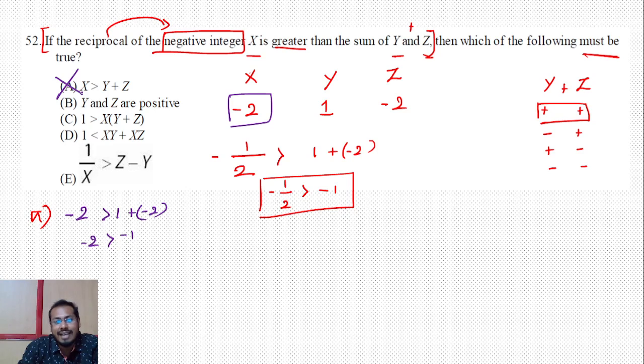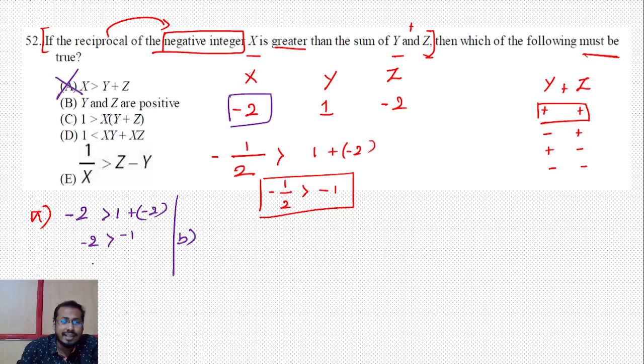So hereafter I will never check this, because "must be" means for all the values it should be correct. So if any one value is wrong, leave this. Hereafter we don't need to check this option A. Take option B. Okay, let's take option B.